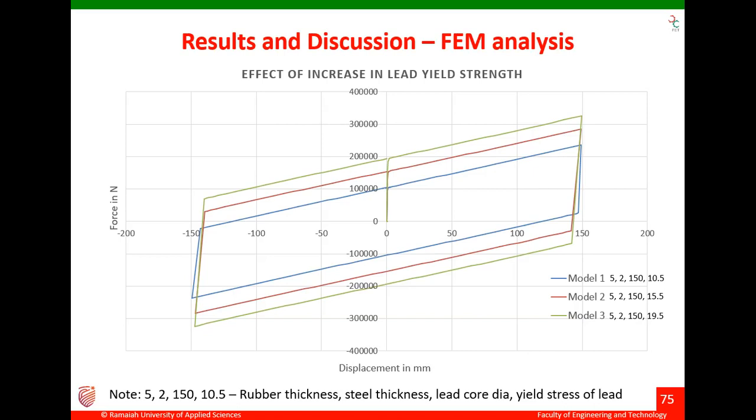So after the finite element analysis of these models, we can represent the results in this form, like load versus displacement, the force versus displacement of the bearing. Model 1 is the blue color, which has the minimum area under this hysteretic curve, and model 3 has the highest.